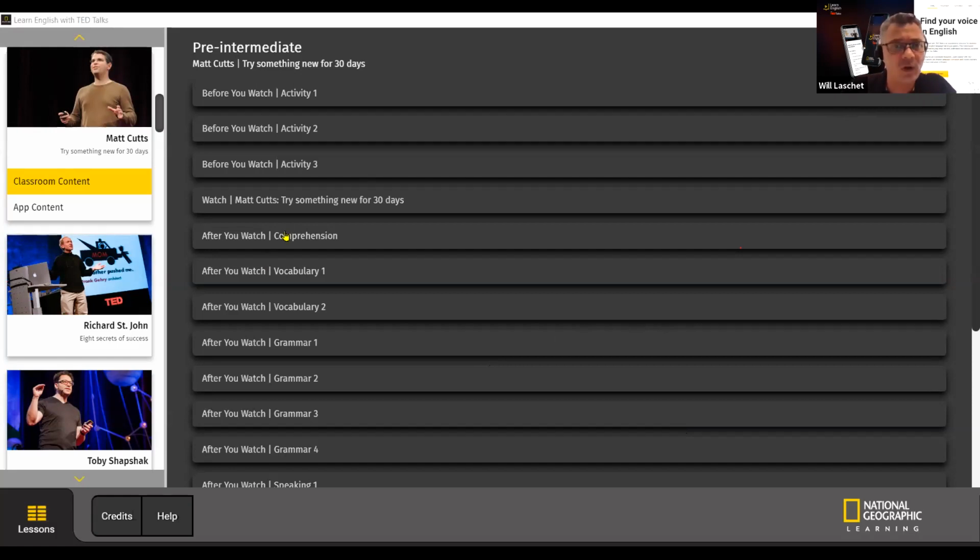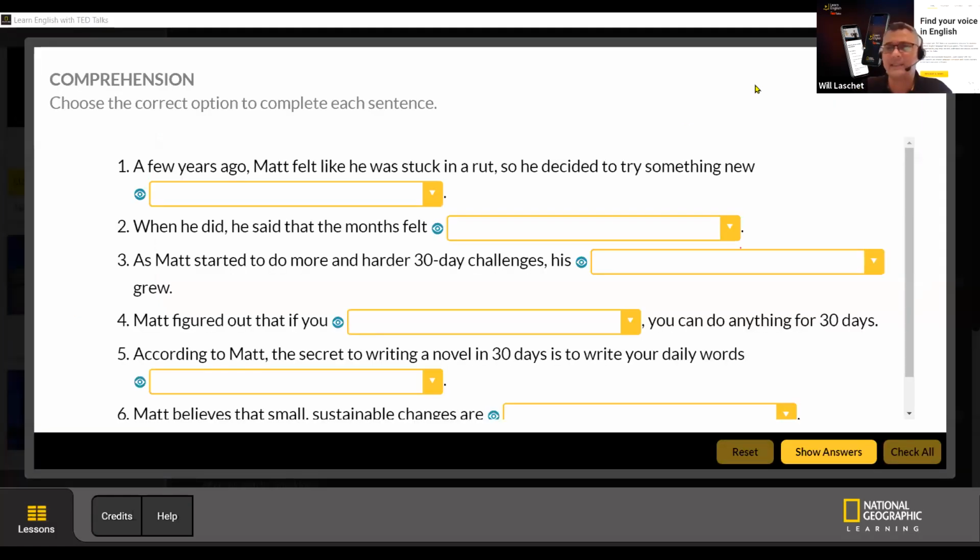Perfect. Okay, so let's have a look at one of the exercises here and see what we've got written down. And we'll also have a look at some of the vocabulary, right? So this is what we will see. This is the classroom presentation tool we can use in the classroom, or we can use it online to teach. And we can see that there are some key points written down here. So number 1, a few years ago, Matt felt like he was stuck in a rut. So he decided to try something new.